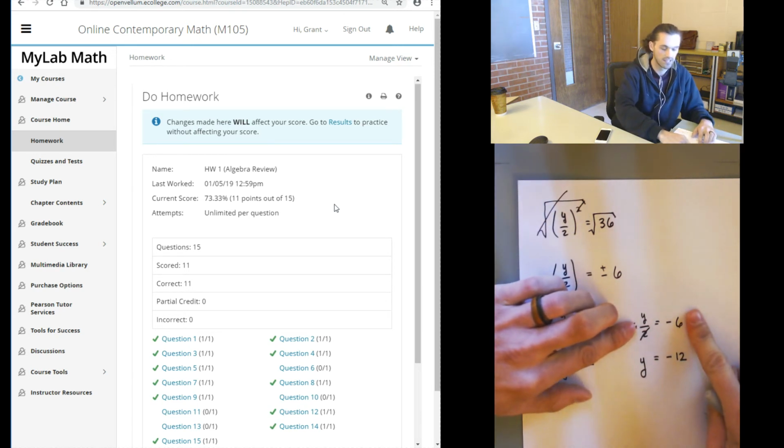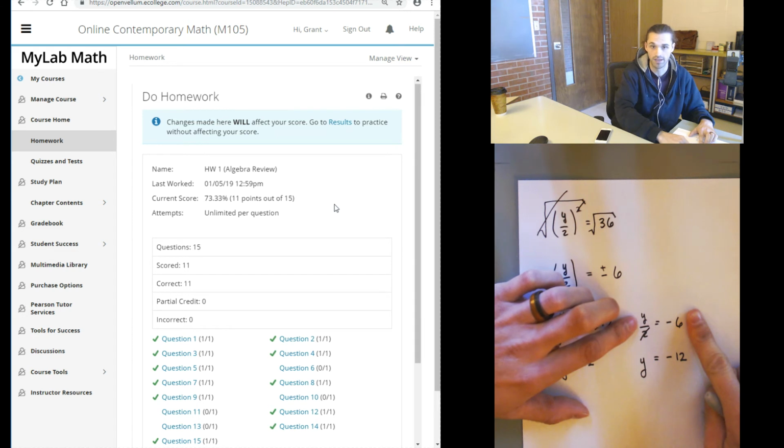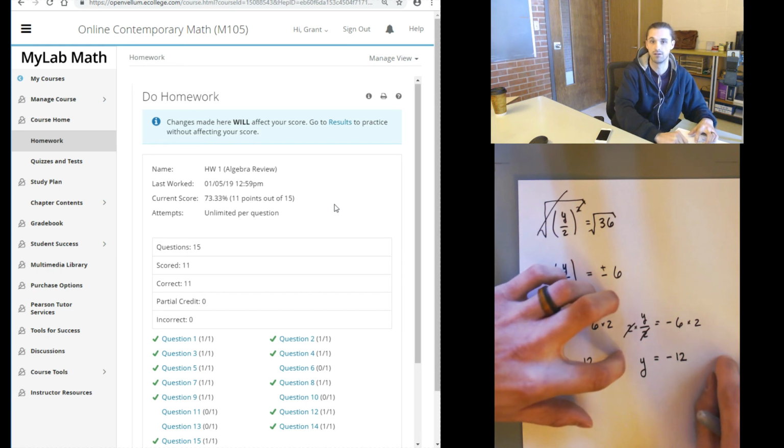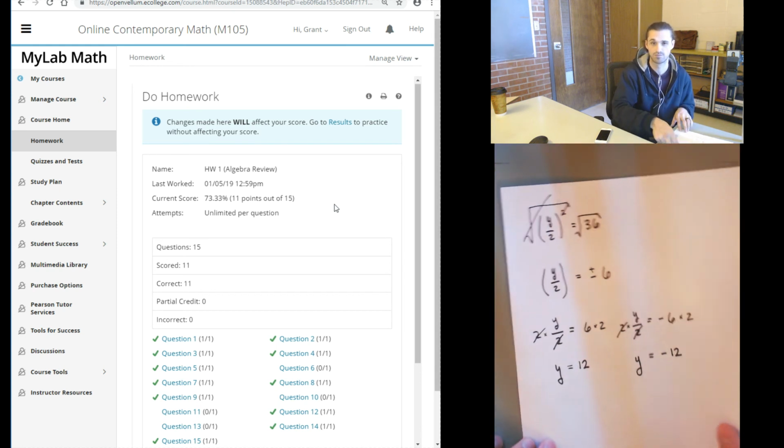For my other guy, pretty similar, y over 2 is equal to negative 6. I need to undo this division by 2. Again, I want to isolate y, get y alone and by itself on one side. So I need to undo this division by 2. I accomplish that by multiplying by 2. Consequently, I need to multiply the right-hand side by 2 to maintain equality, and then crunch the numbers to see y equals negative 12 is my last solution.